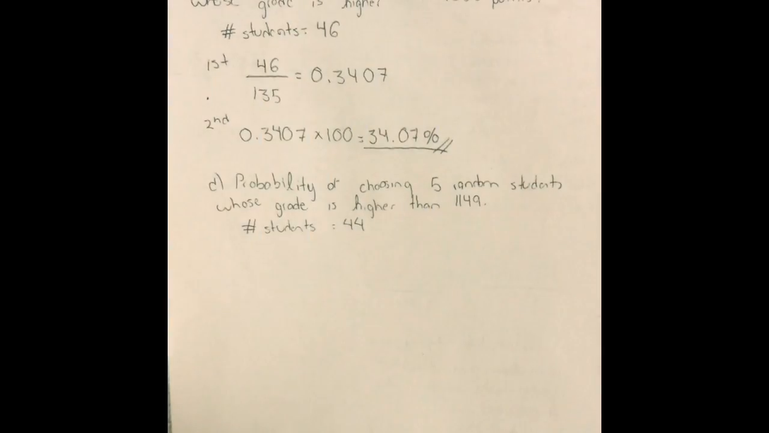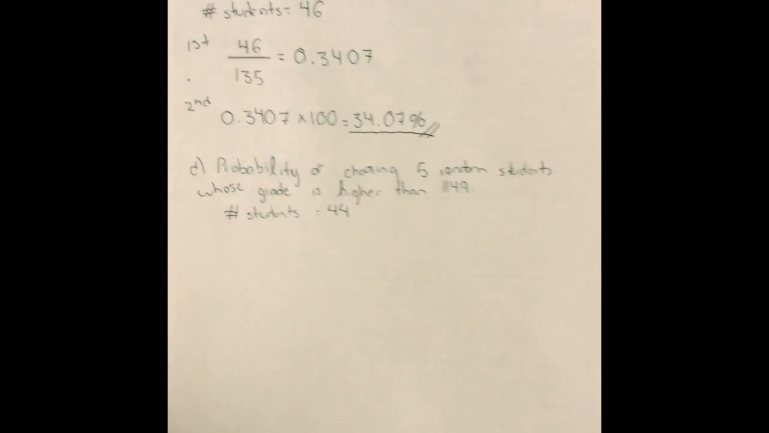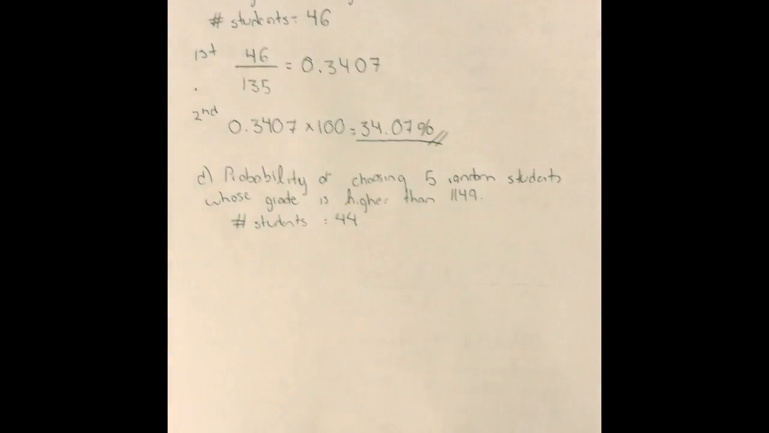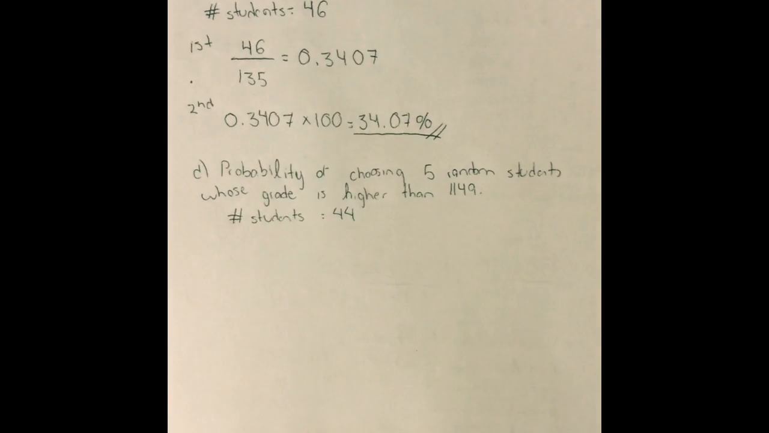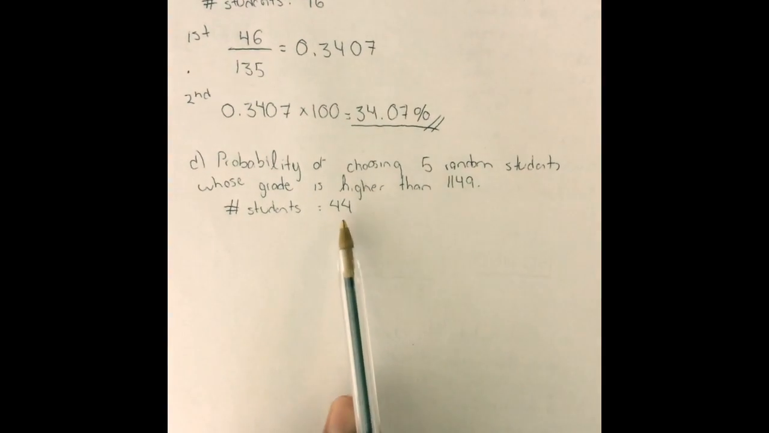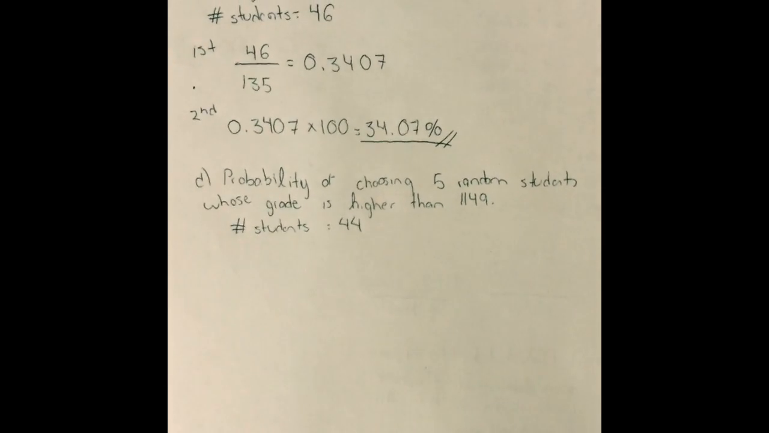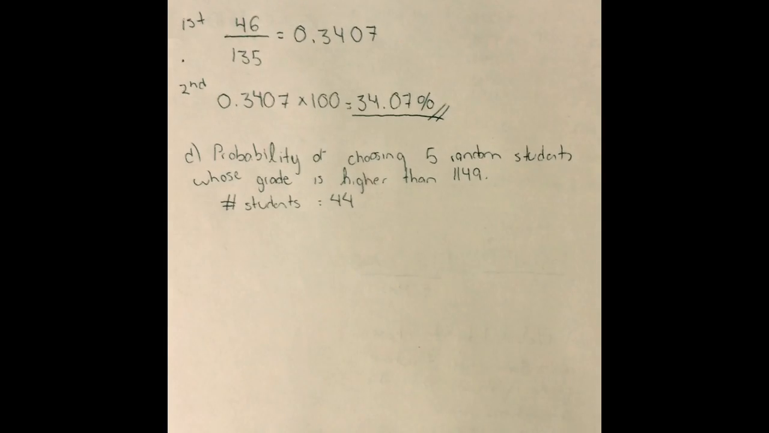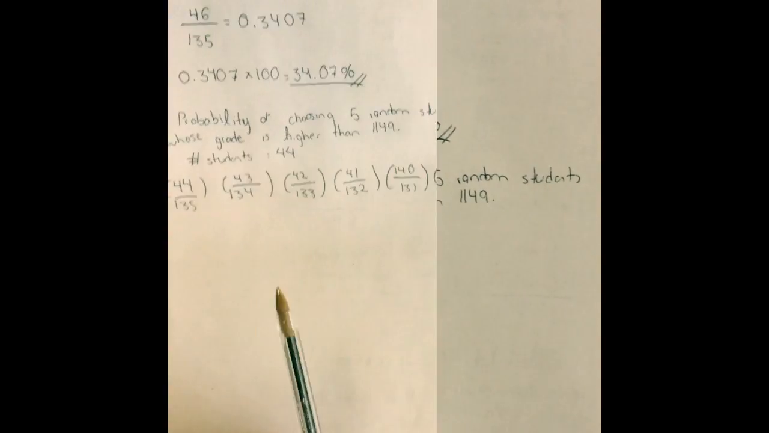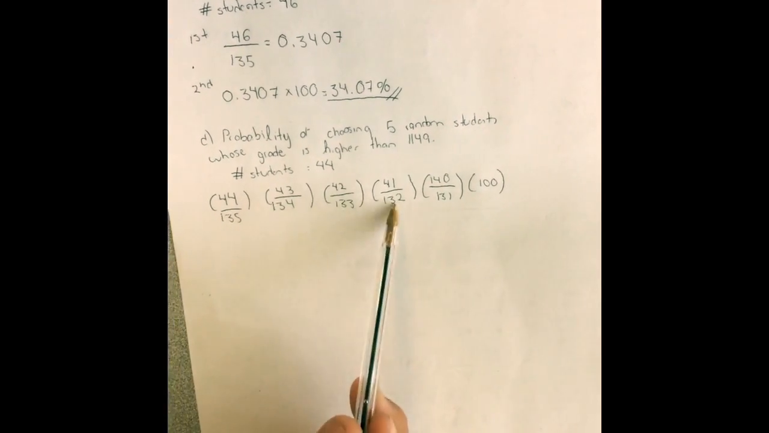And now we're going to solve problem D. The thing that we need to do is the following. Alright, problem D asks us to obtain the probability of choosing 5 random students whose grade is higher than 1149. The number of students that respect this condition is 44. This problem is a combination with probability elimination, and this means that we need to do 5 progressive operations. So these are the 5 progressive operations that I said before.